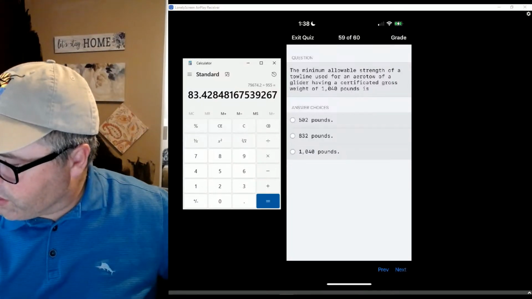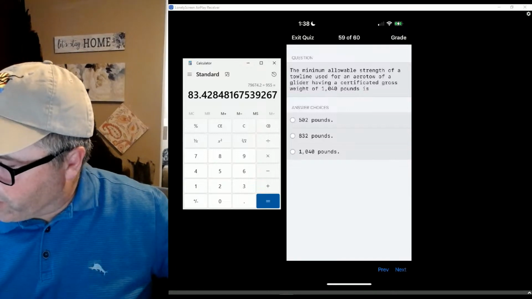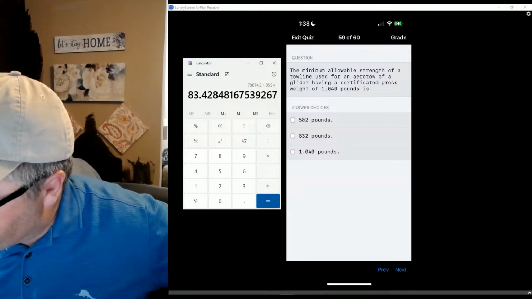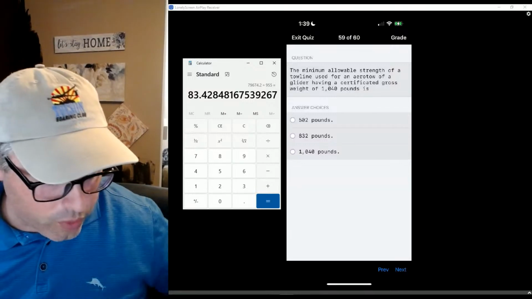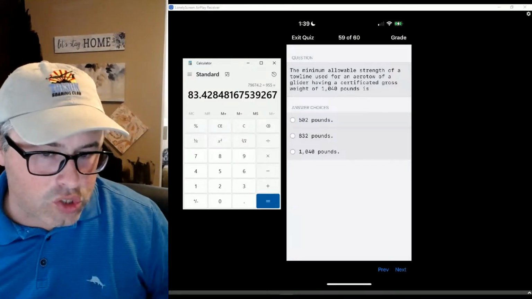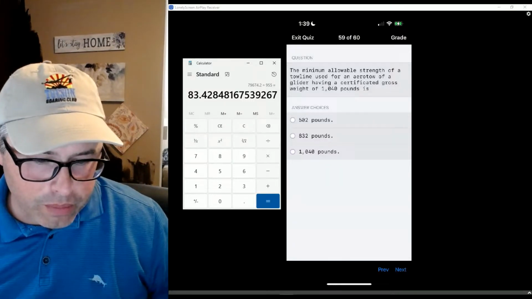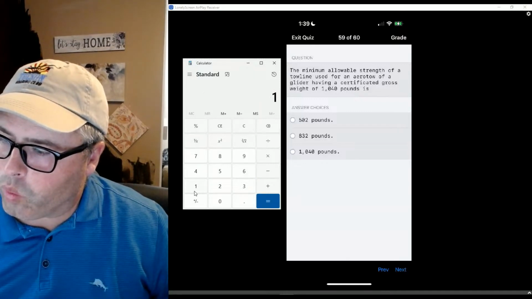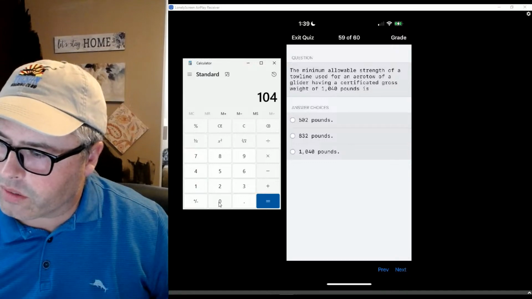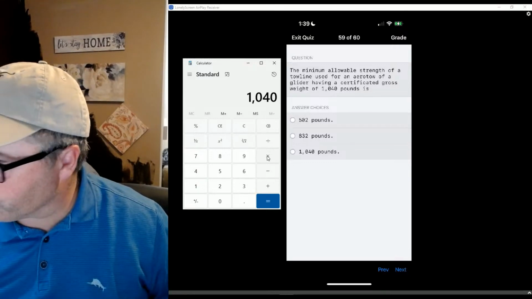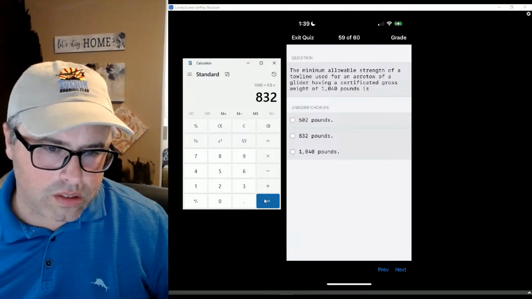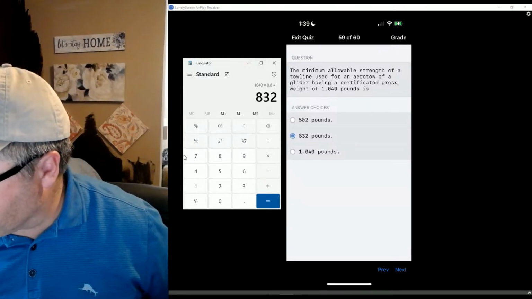The minimum allowable strength of a tow line used for an aero tow of a glider having a certificated gross weight of 1,040 pounds is, so remember, a tow rope has to be between 80% and 200%. So the minimum strength is the 1,040 pound glider, is what they just told us, times 0.8, 80%. 832 pounds. Boom, right there.